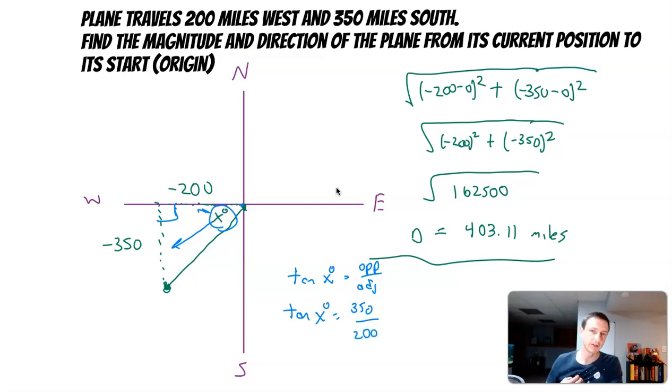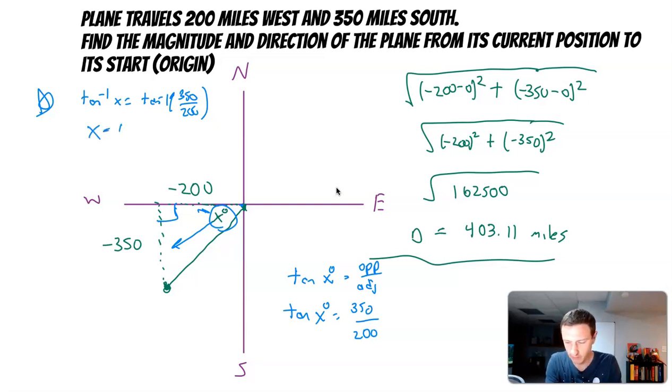So how do we figure out what that x value is? We have to take the arctan. I'm getting a little close to my camera here, so I'm going to go up here. So the arctan of 350 over 200 is 60.3. So 60.3 degrees would be this value right here.